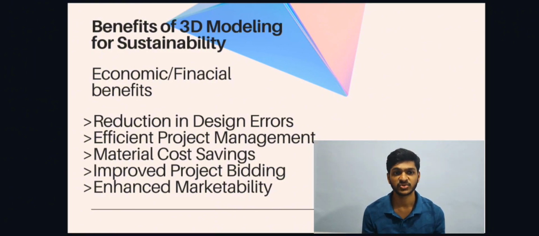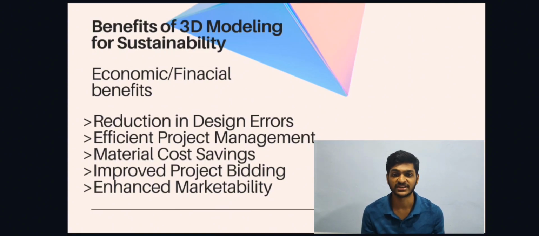Plus, an accurate cost estimation based on 3D models ensures that the bids are competitive yet realistic. So it may help us to secure the contracts without compromising on profitability.